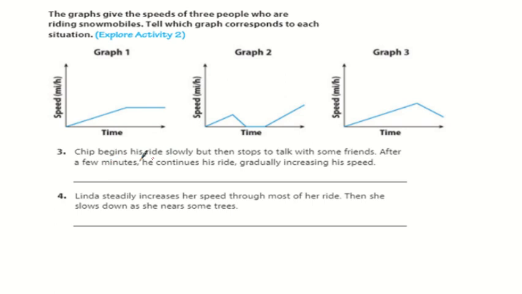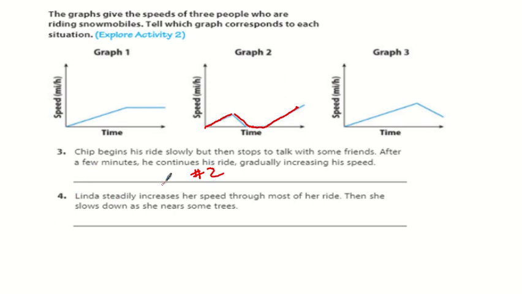So Chip begins his ride slowly, but then stops to talk with some friends. After a few minutes, he continues his ride, gradually increasing his speed. So Chip starts slowly and then he stops. When he stops, he has to slow down, stops for a little bit, so he's going nowhere, and then he goes at a constant speed, increasing his speed. So Chip is graph two.